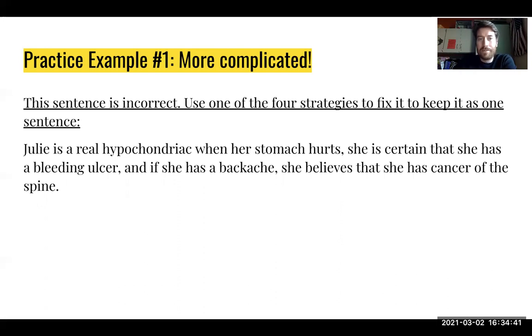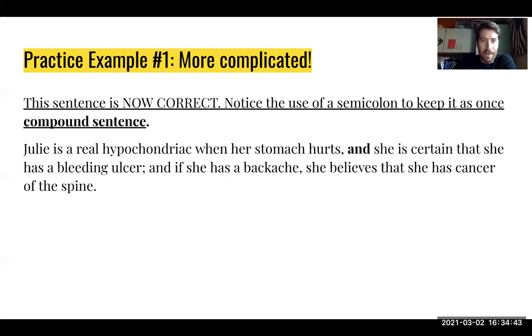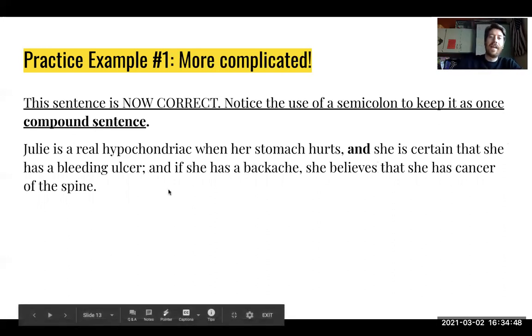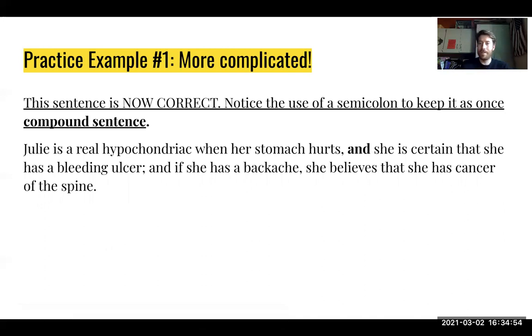How can we help Julie to write a complete sentence? Here's what we would say. You could add a semicolon and a conjunction to make it a compound sentence. And a compound sentence is basically, again, whenever you combine multiple clauses that are complete together into one complete sentence. So I did that simply by saying Julie is a real hypochondriac when her stomach hurts and she is certain that she has a bleeding ulcer, semicolon. And if she has a backache, she believes that she has cancer of the spine.